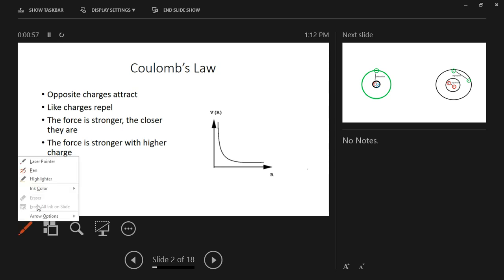If you had oppositely charged particles, it would look like this, right? Where you have particles that are farther away from each other, less stable than the ones that are closer to each other, because this is a lower potential energy, a more stable system.